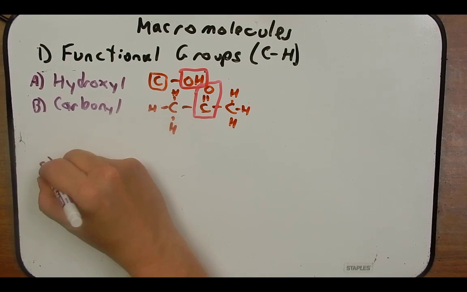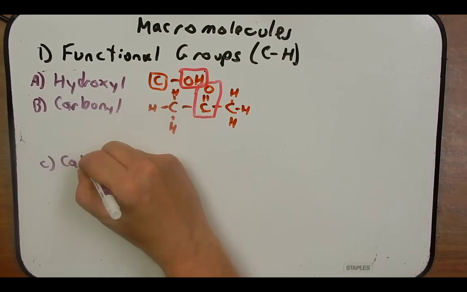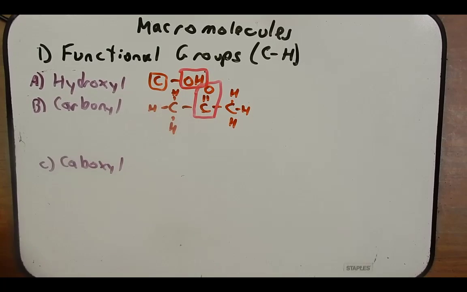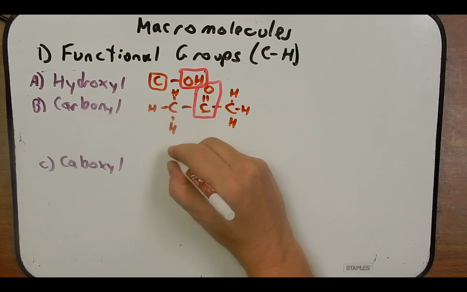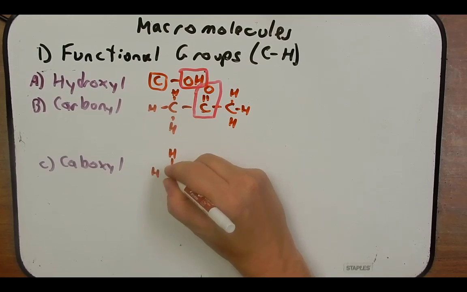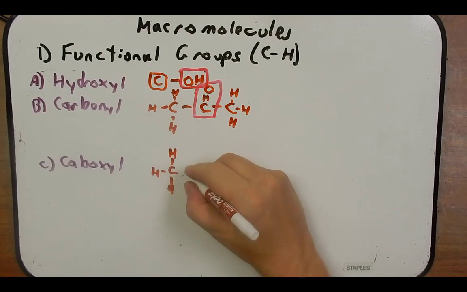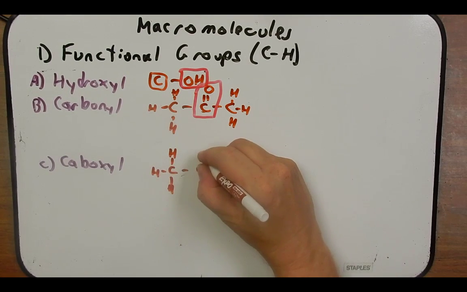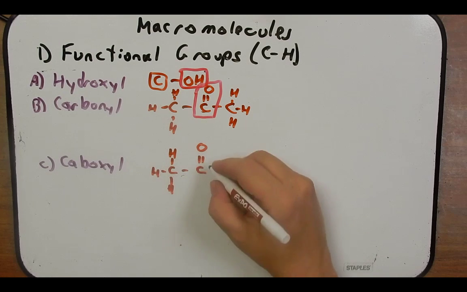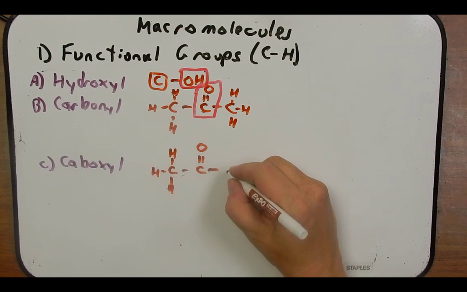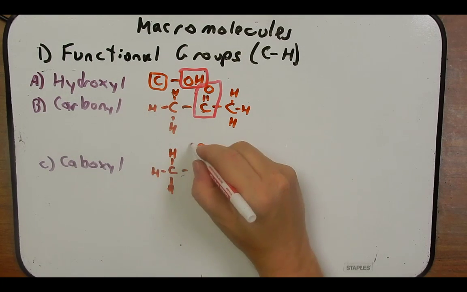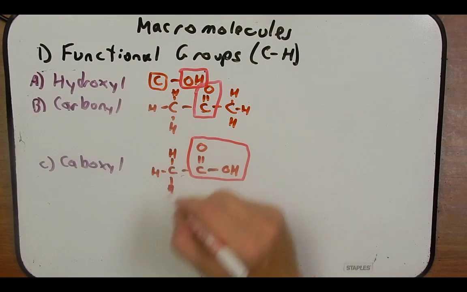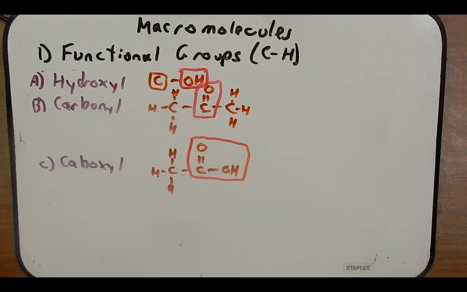The next one is carboxyl. Now that is similar to the carbonyl with a slight difference. So you'll still have your carbon here. You'll have your carbon here with the double bond oxygen. And then over here, instead of having another carbon, you'll have an OH. So the carboxyl group is defined by that structure there.